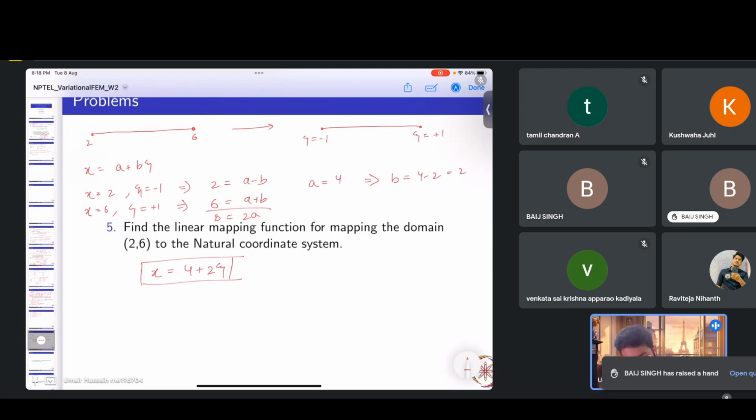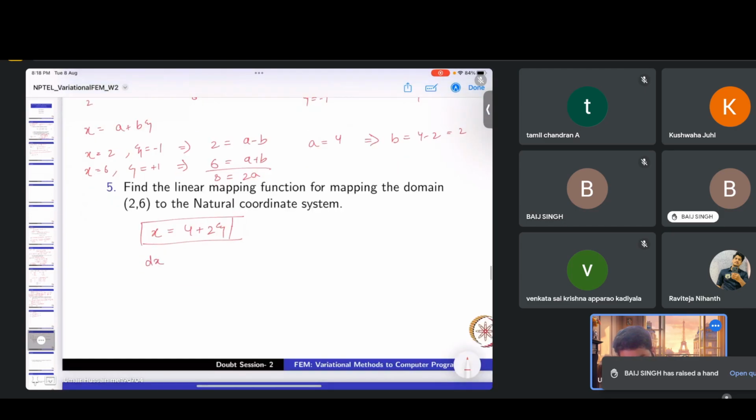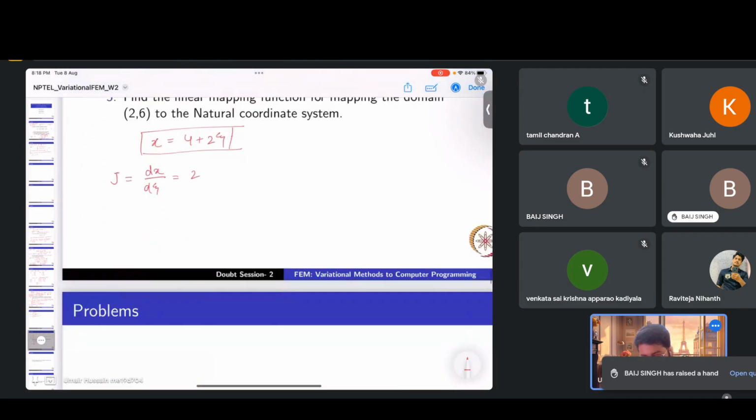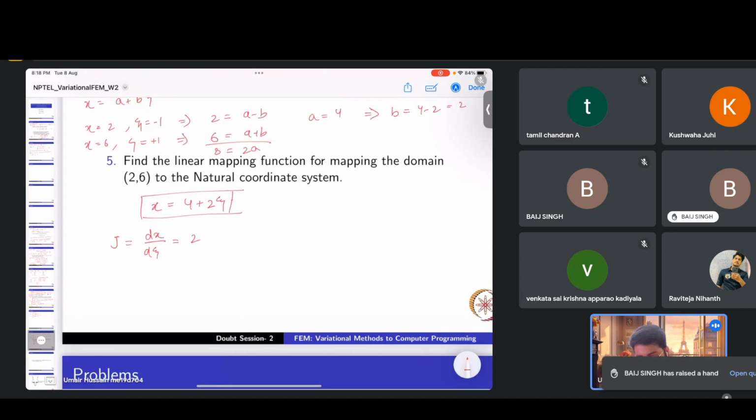If we want to take the Jacobian, it is 2 in this case. So in case of a linear mapping, we have a constant Jacobian. Okay, so that's how we transform this coordinate.